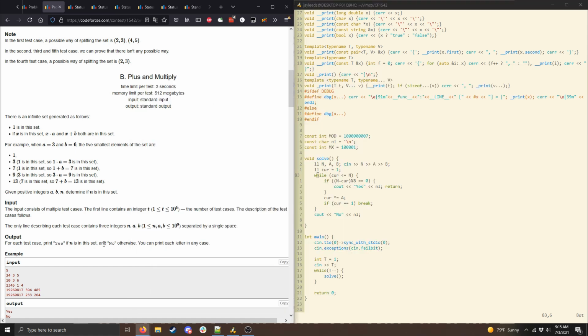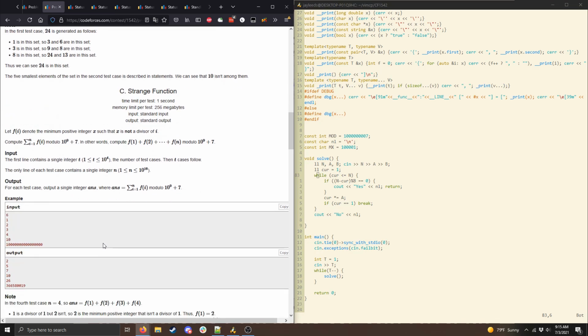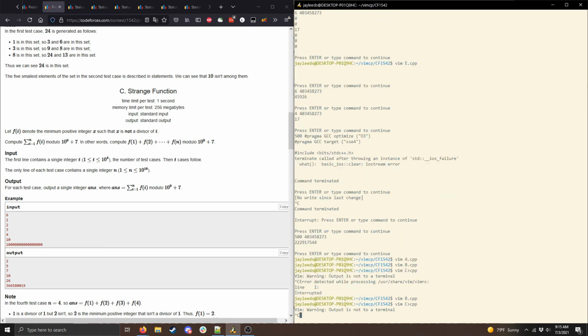Fun problem, I thought. Okay, so problem C, strange function. Let f of i denote the minimum positive integer x such that x is not a divisor of i. Compute the sum from 1 to n of f of i.